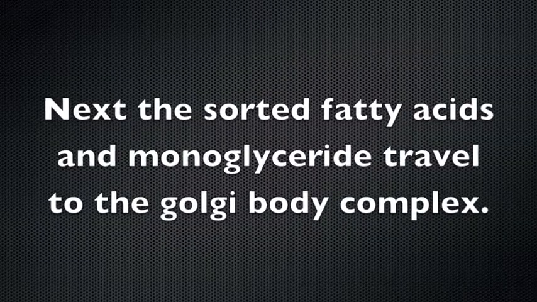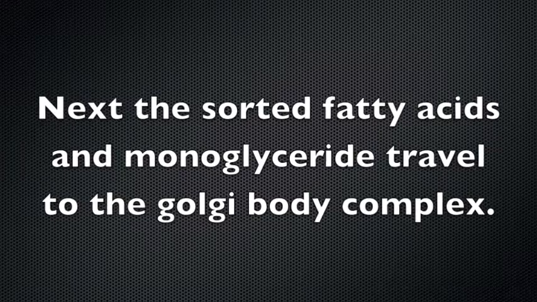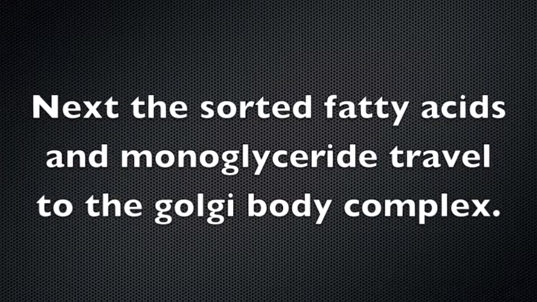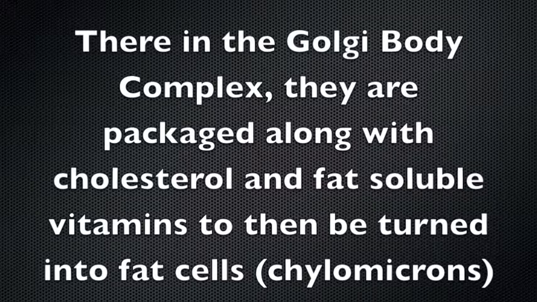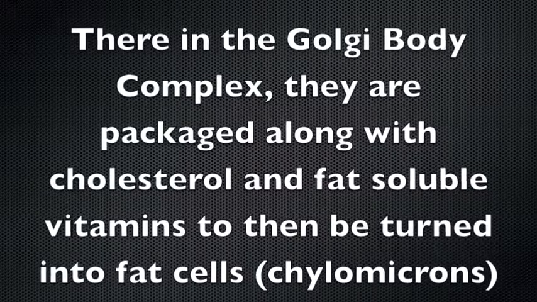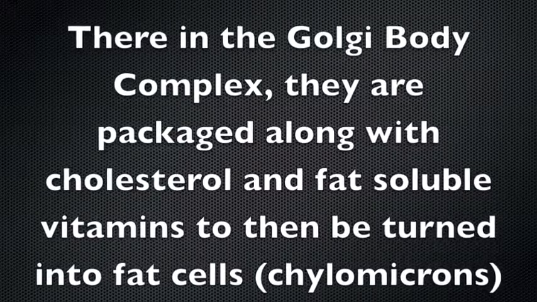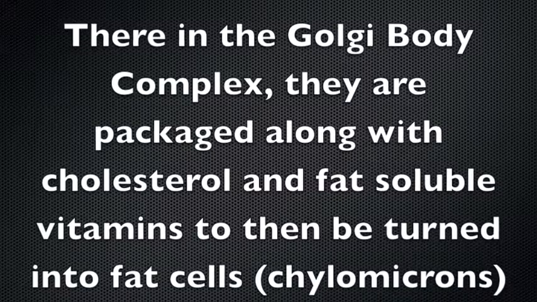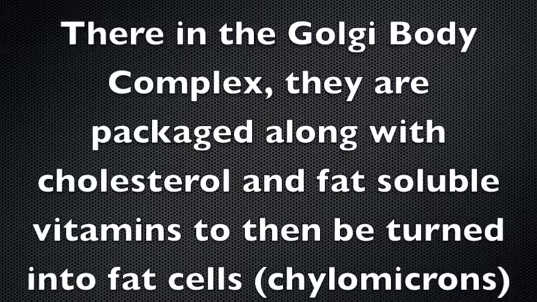Next, the sorted fatty acids and monoglyceride travel to the Golgi body complex. There in the Golgi body complex, they are packaged along with cholesterol and fat-soluble vitamins to then be turned into fat cells, or chylomicrons.